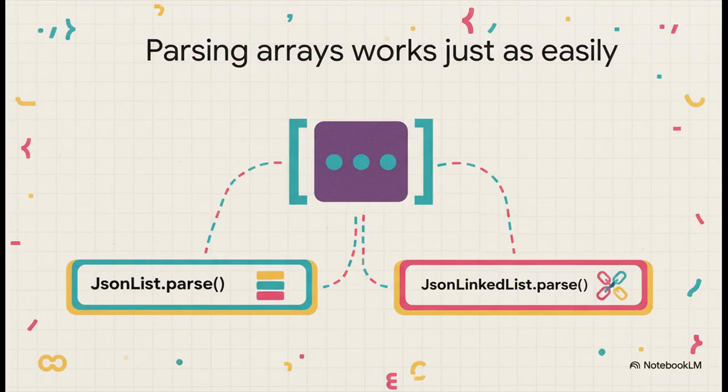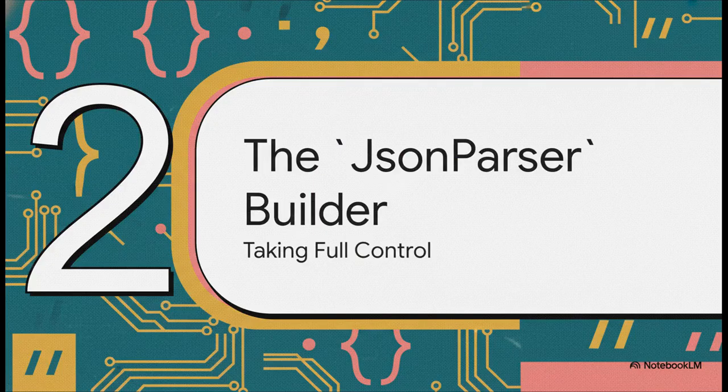And don't worry, it's not just for objects. The exact same simple idea works for JSON arrays. Whether you need an array list or a linked list under the hood, there's a static parse method ready and waiting for you. Okay, so those static methods are great for quick and dirty jobs.